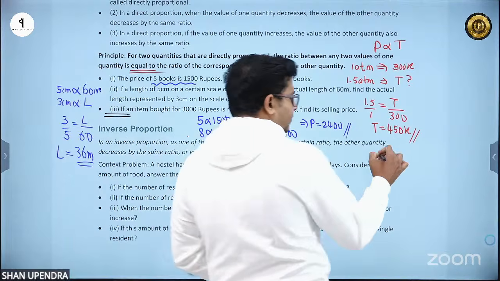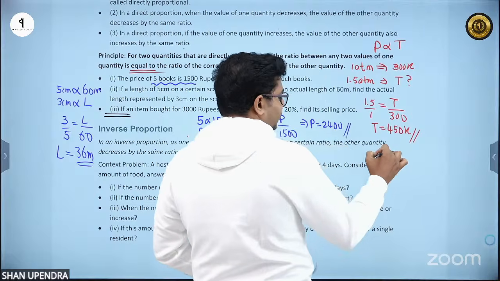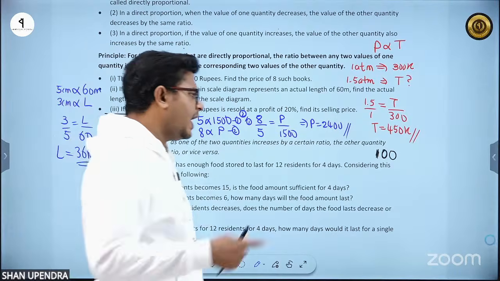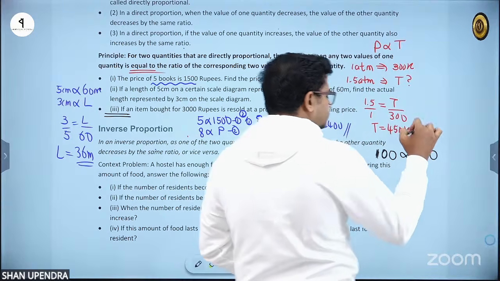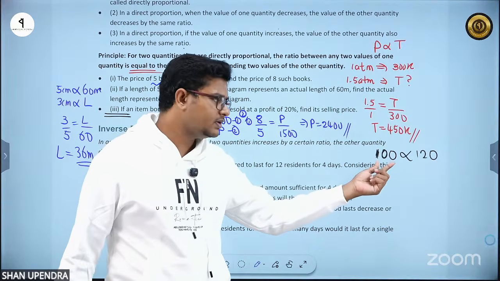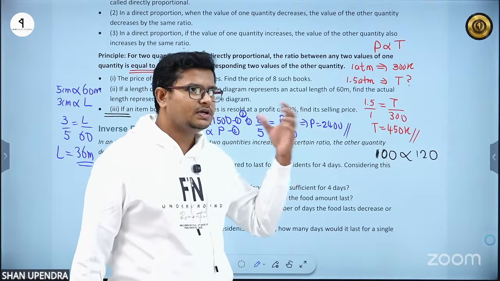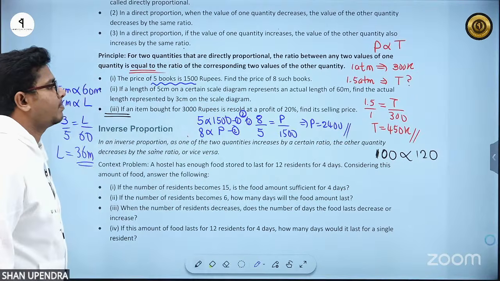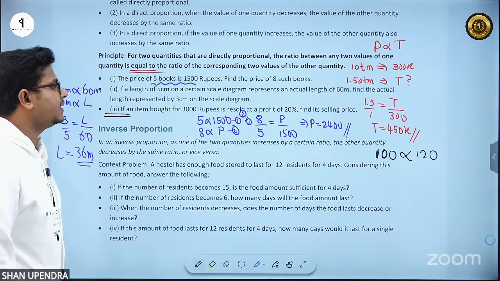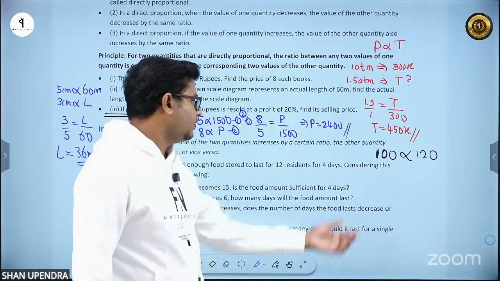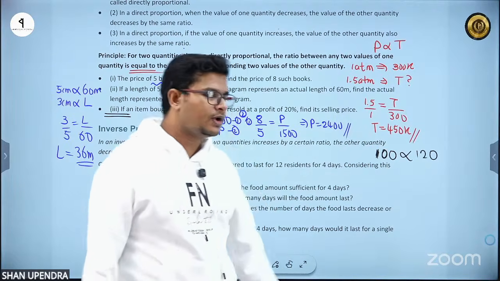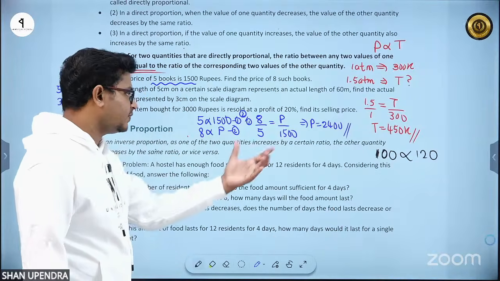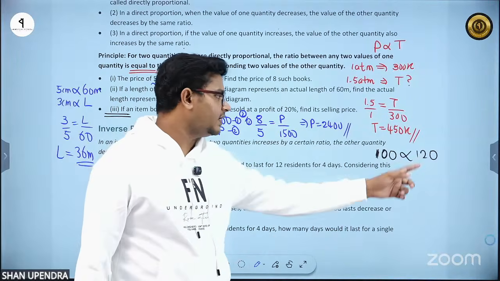For example, if you bought something at 100 and you would like to keep a 20% profit margin, that means 20 rupees profit margin, and your selling price is 120. In this way, I'm using proportional relationships. If you purchase something at 100 rupees and now you are reselling at 120 by keeping a profit margin of 20%, 20% means 20 rupees per 100 rupees. So the final selling price is 120.